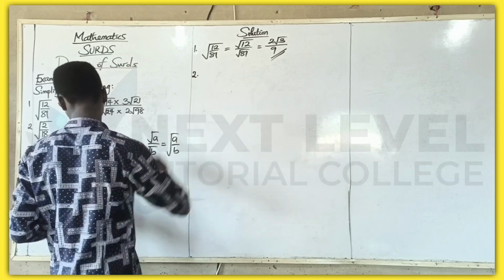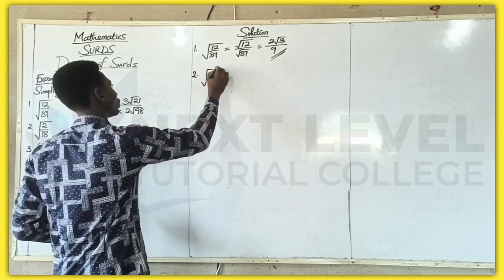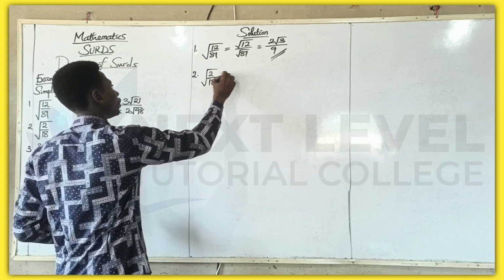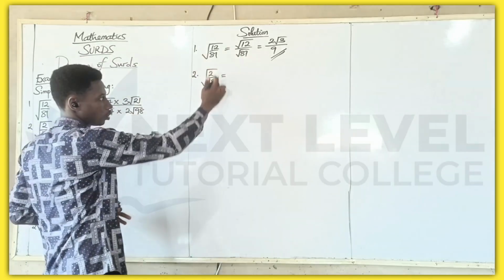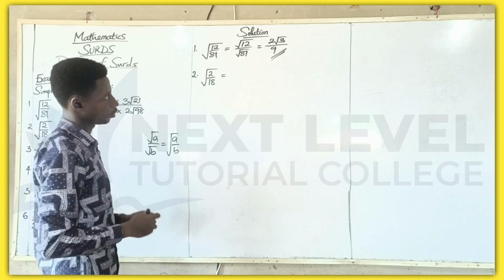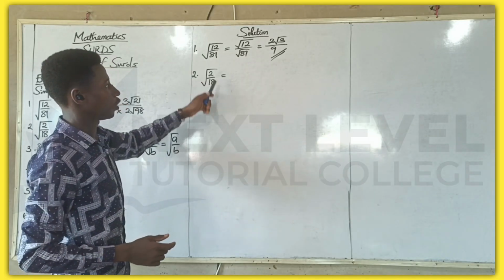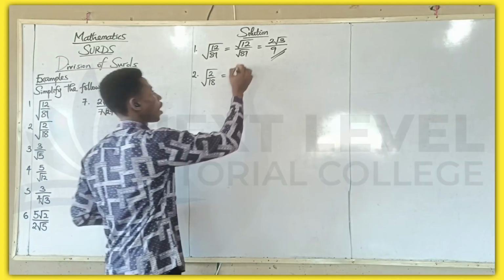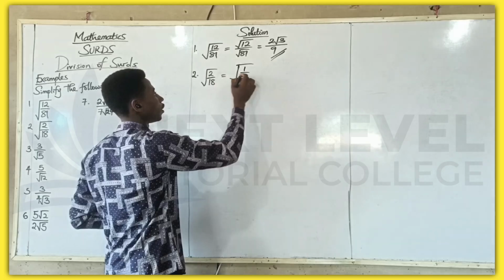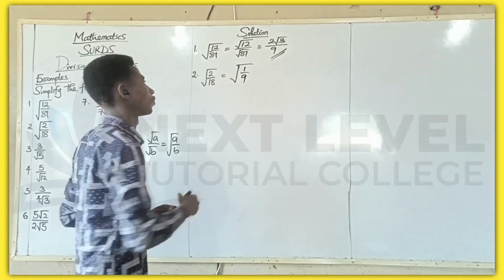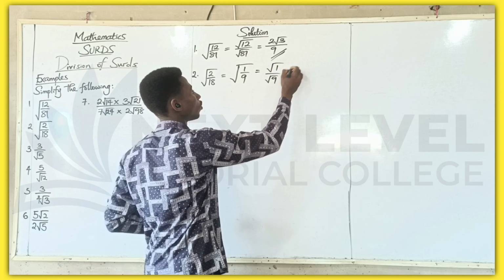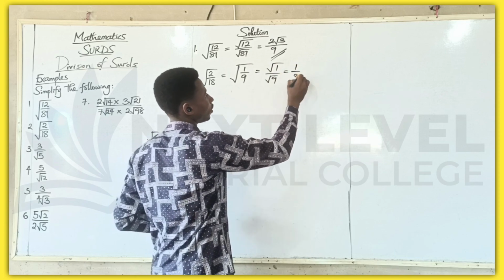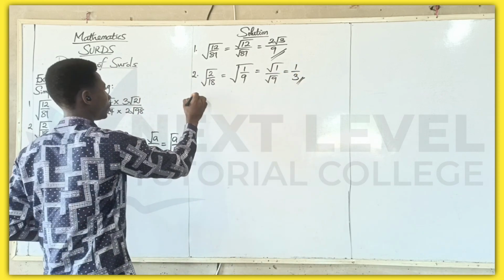Number 2 now. We have root 2 over 18. We can do the same thing, like separate. And I can also do this since I can cut: 2 is here, 2 can go here, 2 can go here. I will have the square root of 1 over 9, since 2 and 18 is 9. If I separate, that is root 1 over root 9. Square root of 1 is 1, square root of 9 is 3. So we have 3 as our answer there.